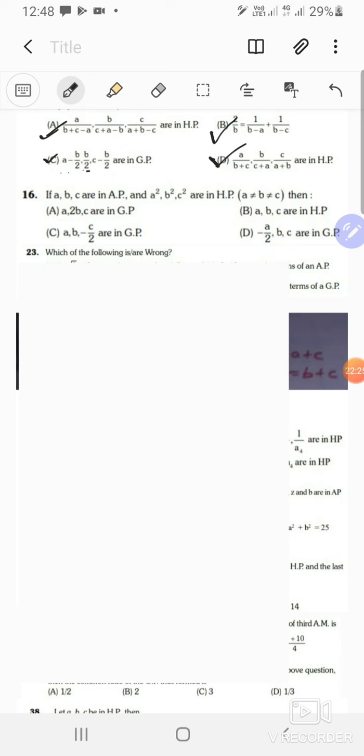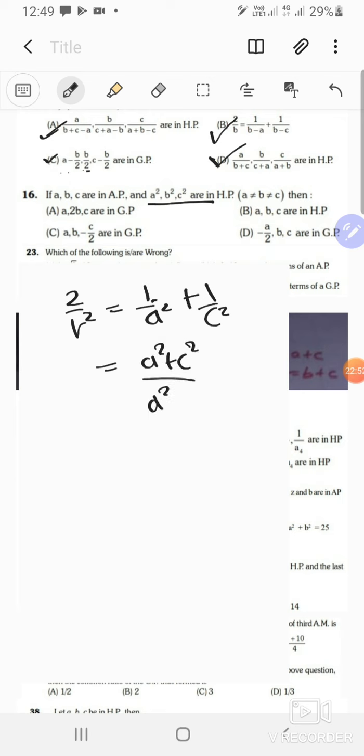I think I did this in class. Yeah, so these are in HP. Okay, well, that will give me 2 by b squared is equal to 1 by a squared plus 1 by c squared, fine, and these are in AP. Okay, so that will be like a squared plus c squared upon a squared c squared.